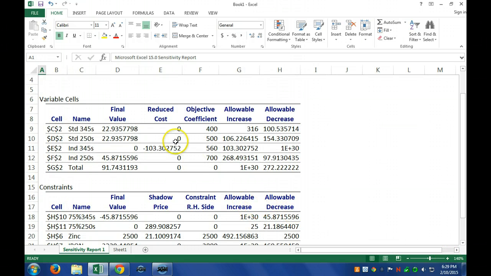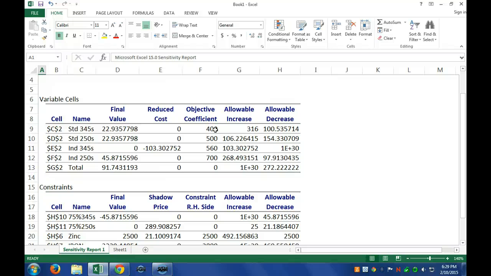Okay, looks like I made 23 standard 345s. The profit coefficient for 345s is $400. If I started to be able to make 345s for $500, make a profit of $500 for a standard 345, would it change my solution? It would change my profit, but would it change my mix?